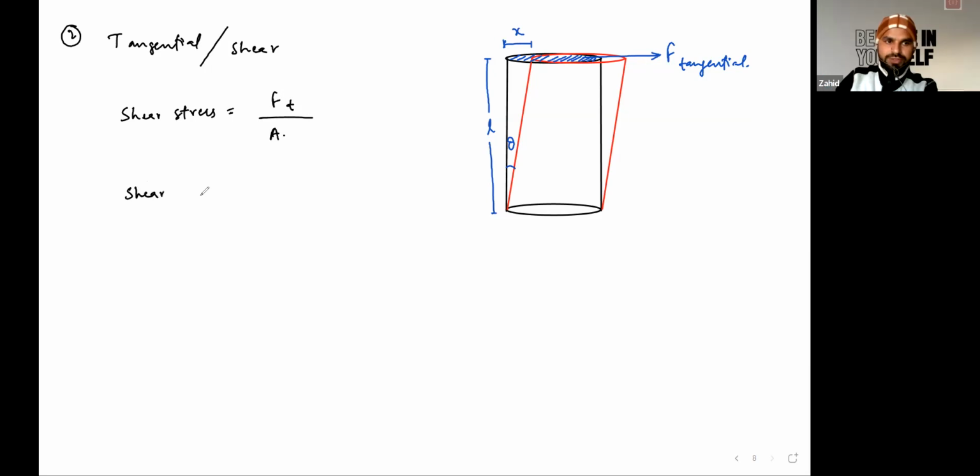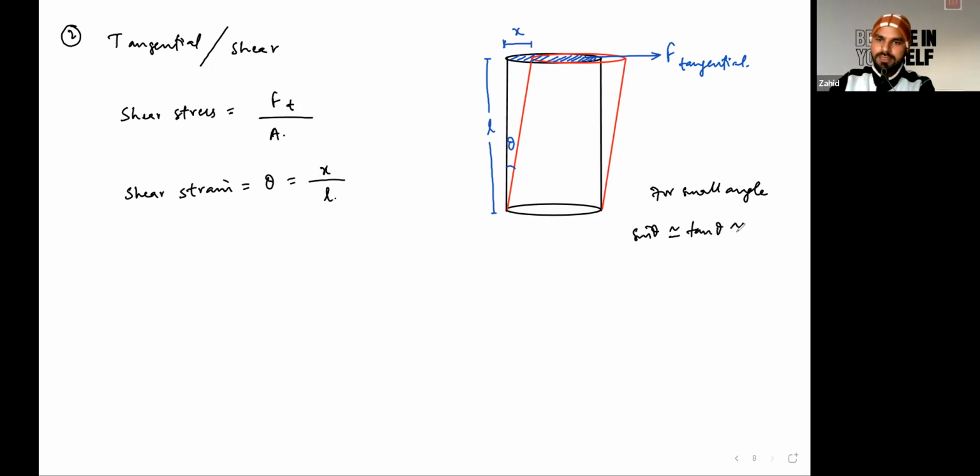Correspondingly, there is a change in shape, which is called shear strain. It will be equal to theta, which is equal to X by L. You must have learned that for a small angle, sine theta is equivalent to tan theta, which is equivalent to just theta. If you define tan theta for this particular part, tan theta equals perpendicular by base. That's why it is equal to X by L. Is it clear? Yes, sir.